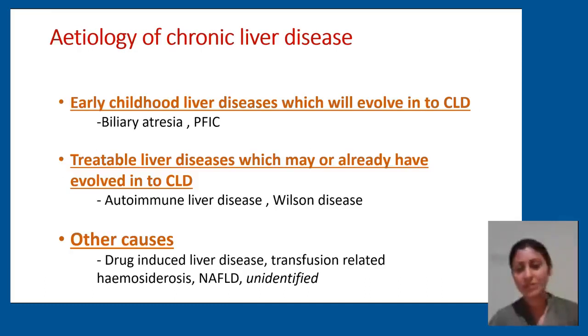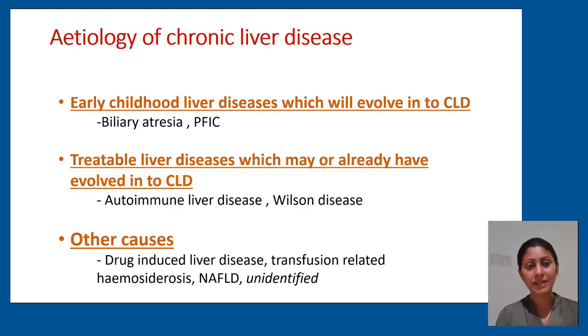So we were talking about etiology of chronic liver disease. There are early childhood liver diseases which will evolve into chronic liver disease, like biliary atresia. Even though they have Kasai, still they will progress into chronic liver disease and will ultimately require liver transplantation. Similarly, the genetic disorders like PFIC, progressive familial intrahepatic cholestasis, yes, they will definitely progress into chronic liver disease. Secondly, there are the treatable liver diseases like autoimmune liver disease and Wilson disease. If they present early, we might prevent the progression into chronic liver disease. So that's the second category.